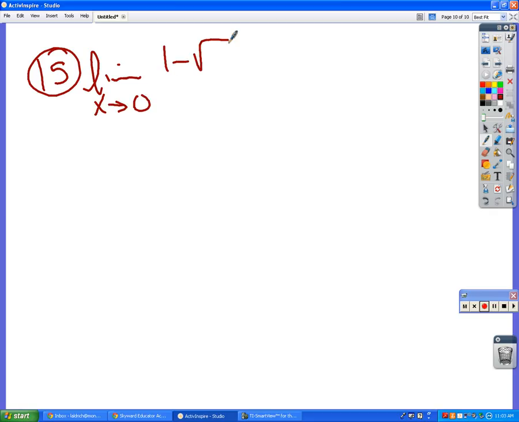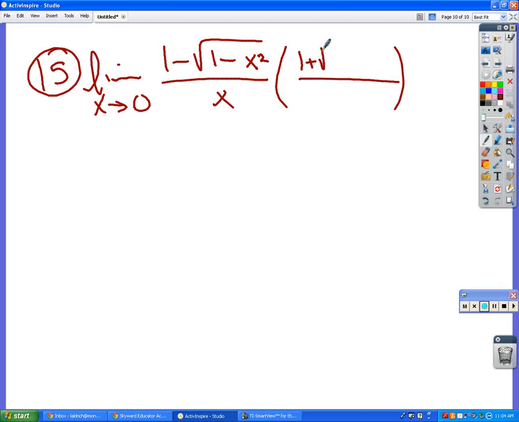We do the stupid conjugate thing. So you get 1 plus 1 minus x. You get 1 minus, you get 1 minus 1 minus.